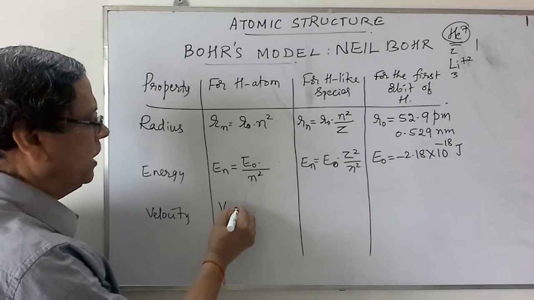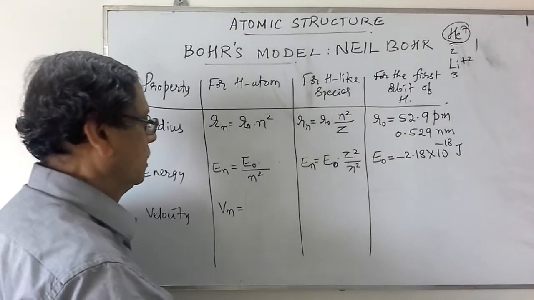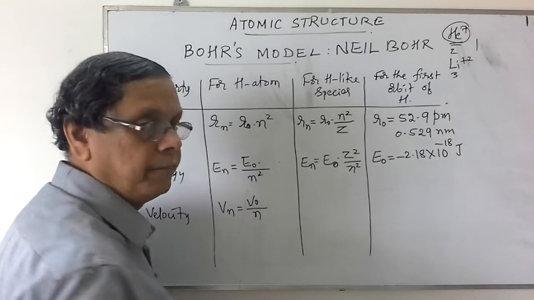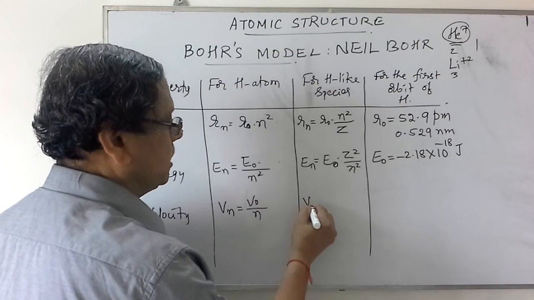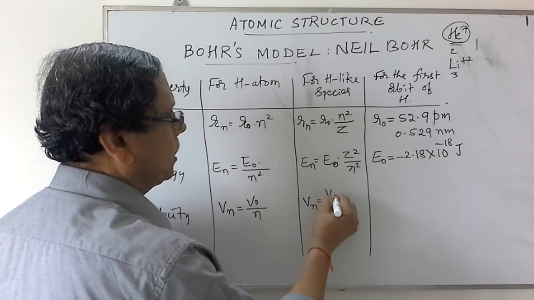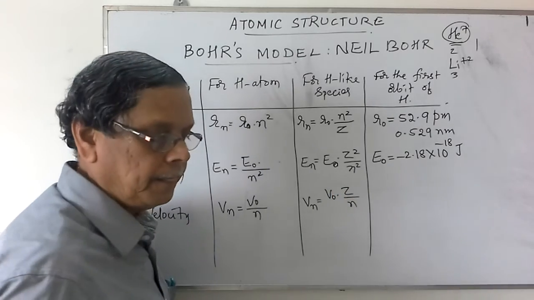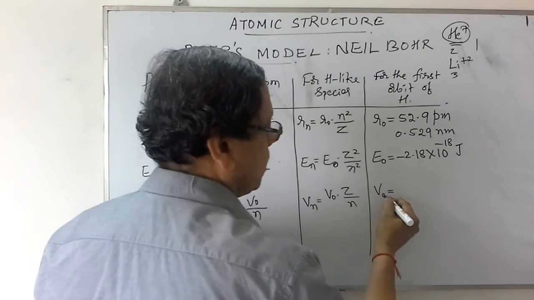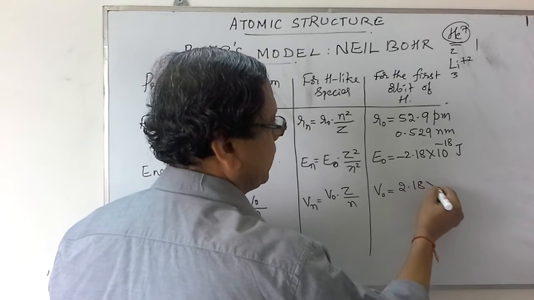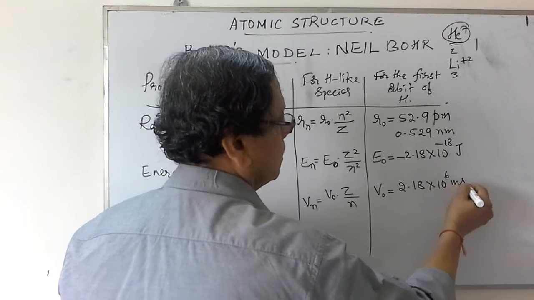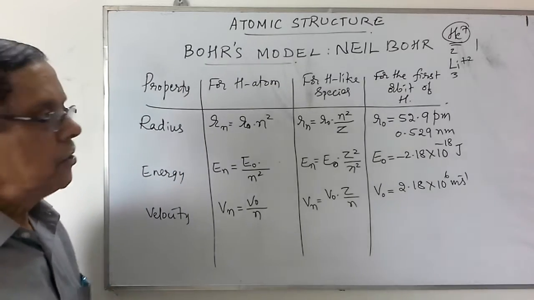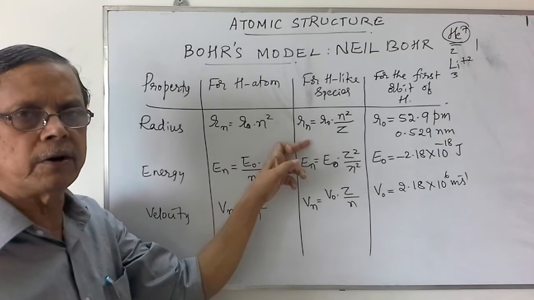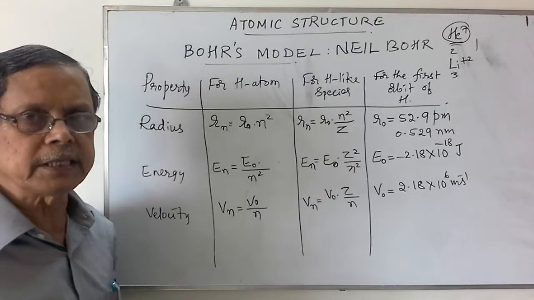When we consider the velocity of the electron in the first orbit, in the nth orbit, it is given as V naught divided by n. For hydrogen-like species, we can write this as Vn is equal to V naught into Z by n. For the electron in the first orbit of the hydrogen atom, the velocity is found to be 2.18 into 10 to the power 6 meter per second. Using these values, we can also calculate the energy of the electron, the radius of the orbit, and the velocity of the electron in the various orbits.